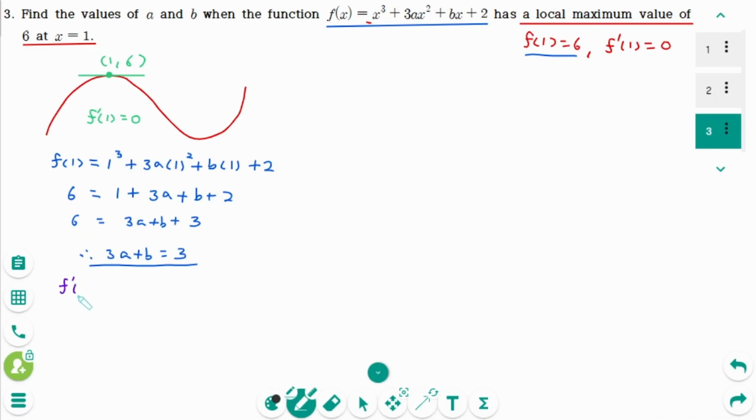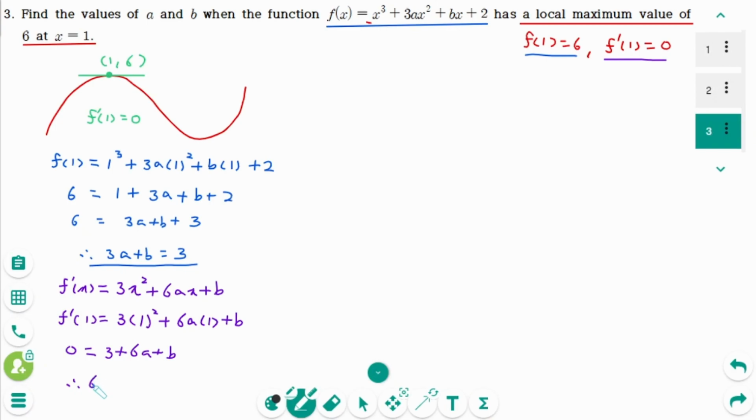Then f prime of x equals 3x squared plus 6ax plus b. Then f prime of 1 equals 3 times 1 squared plus 6a times 1 plus b. And 0 equals 3 plus 6a plus b. Then 6a plus b equals minus 3. Now we just need to solve the system.